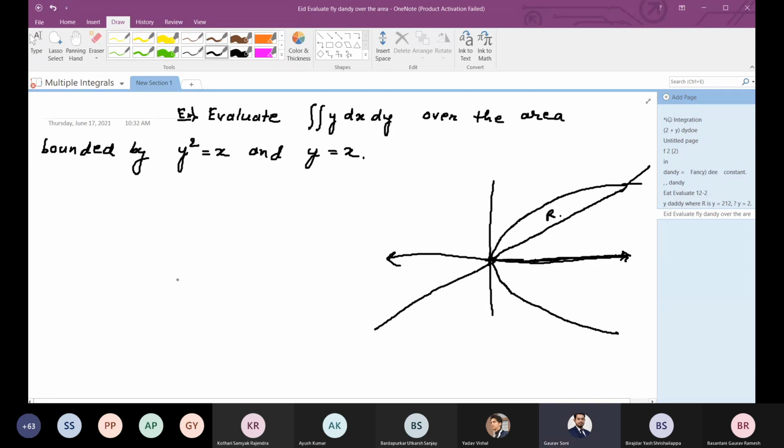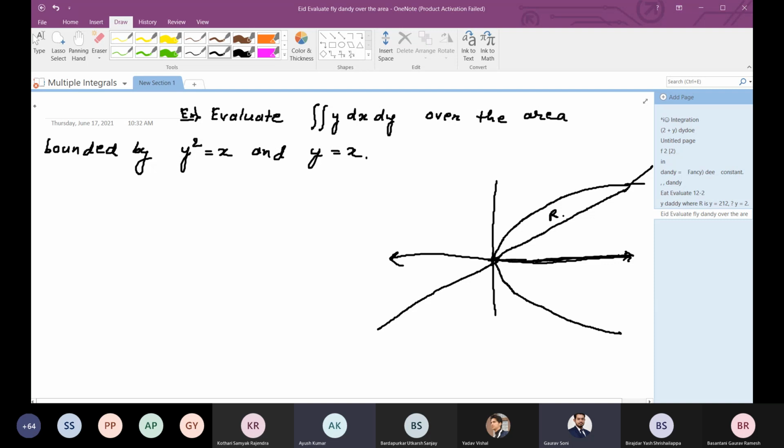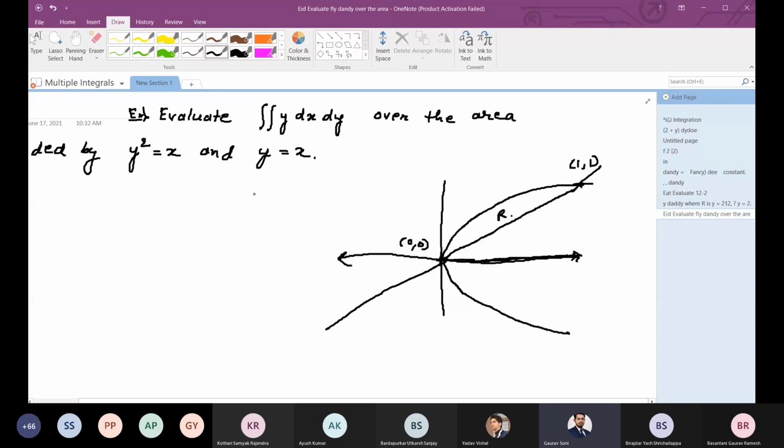Now we need to find the points of intersection, but it is quite obvious. From the equation, you can see that they are 0, 0 and 1, 1. So there are two choices. Either I can take the strip parallel to x-axis or parallel to y-axis. There is no problem either way. What we'll do is we'll take the strip parallel to y axis.